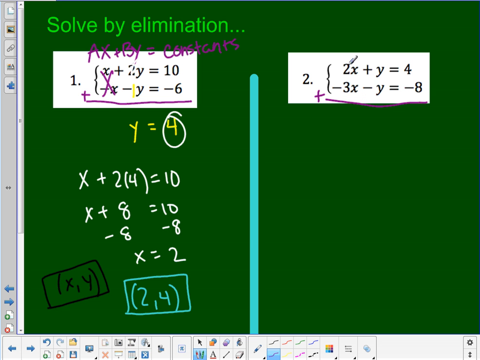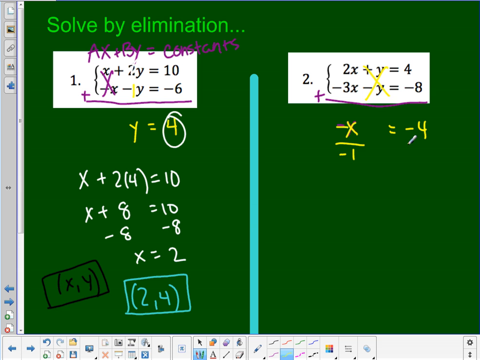When I add these two, 2x minus 3x is negative x. The y terms, positive y and negative y, cancel out. They go away. Then on the other side of the equal sign, I have 4 minus 8, or in other words, 4 plus negative 8, which is negative 4.